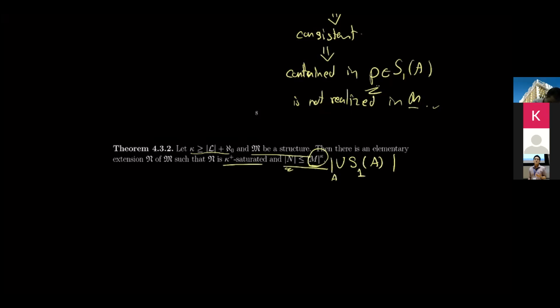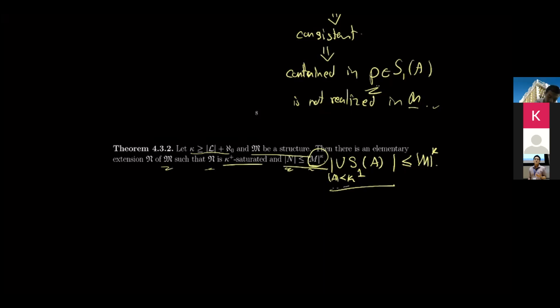Okay, and A that is less than or equal to kappa. So this is going to be an upper bound of the cardinality of the union of S1(A), right? For every A that is of size less than kappa. Because we want to look at a structure that realizes every type in M with a set of parameters not larger than kappa, right?